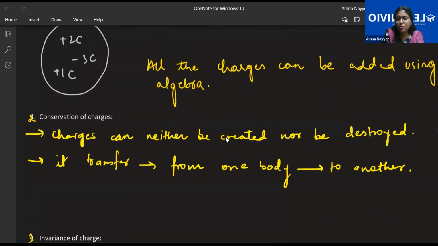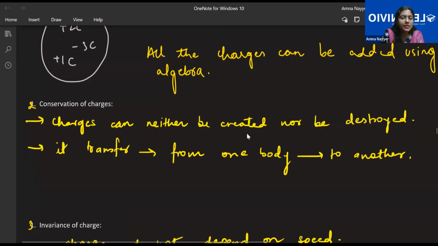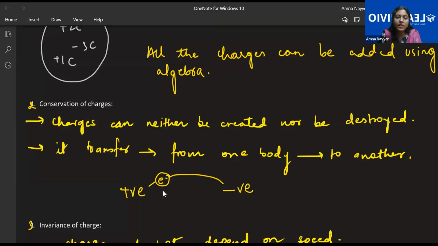Second is conservation of charges. We have studied it in detail that charges can neither be created nor be destroyed, they just get transferred. By charge we mean electrons, and we have seen how electrons are transferred from a positively charged body to a negatively charged body. The body from which they exit becomes positive, and the body where they enter becomes negative. We studied this in the previous class, where I also described the nuclear forces and electrostatic forces. Refer to that.